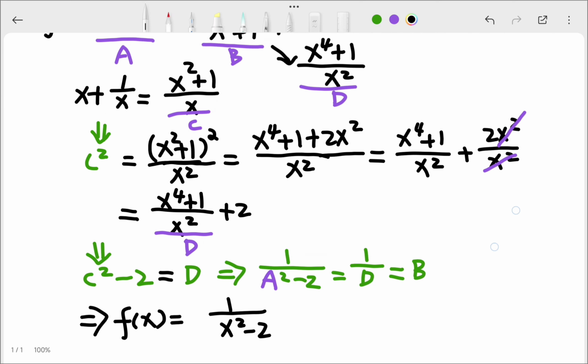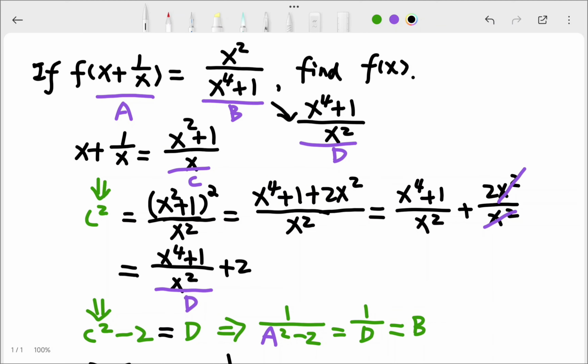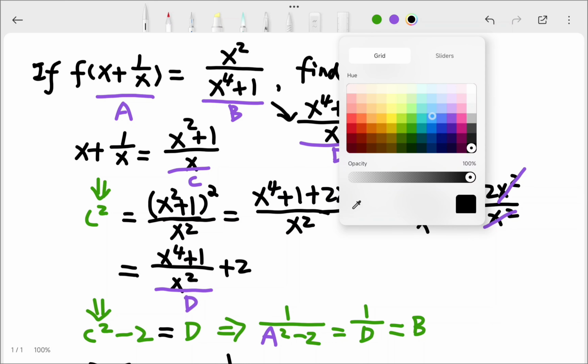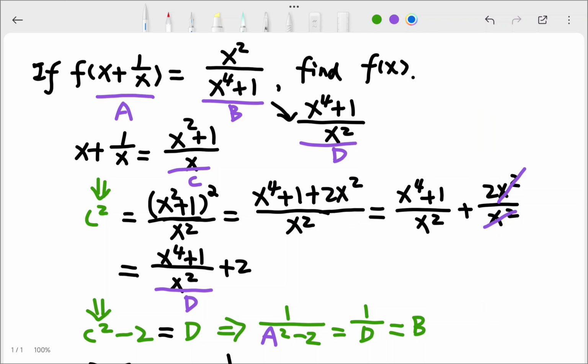Now, some of you may wonder, what if we decide to flip c right at the beginning instead of flipping b to get d? Okay, let's have a look. What's going to happen if we did that? Let me use a different color here. So if we flip c, we'll have x over x squared plus 1.